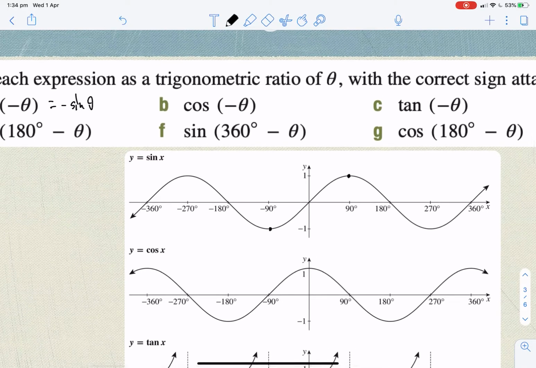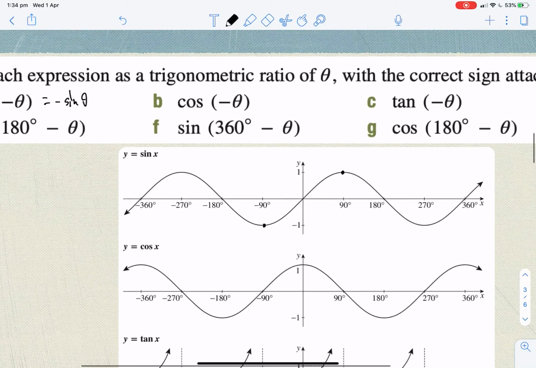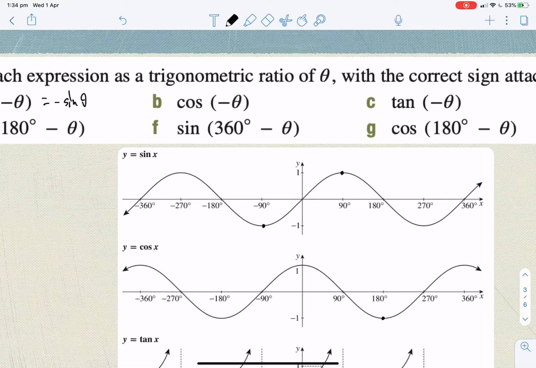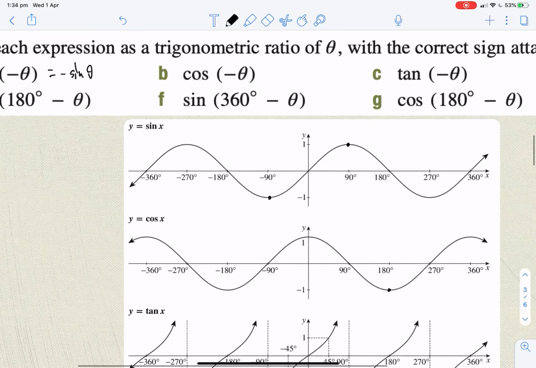So cos, let's pick another point. There's no point picking 0, so let's try 180. Negative 1. So cos negative 180, so we have a negative sign. Cos negative 180 is also negative 1. So that means it's the same as cos theta.